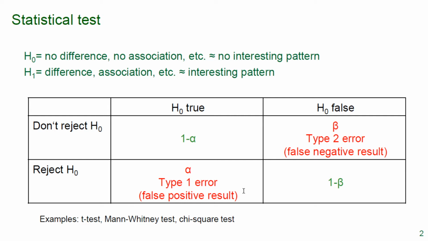A type 1 error is when H0 is true, but the test rejects H0. So this is a false positive result, positive in the sense that the test states that there is something interesting, something positive, but this is false because H0 is actually true, so there is no interesting pattern.